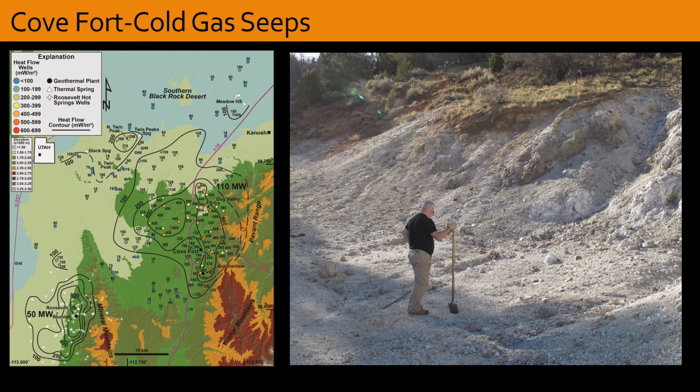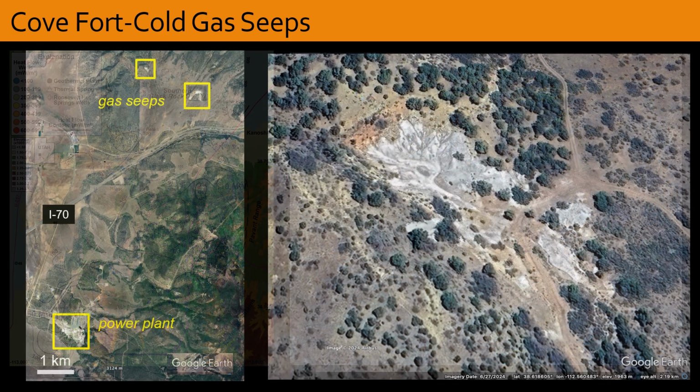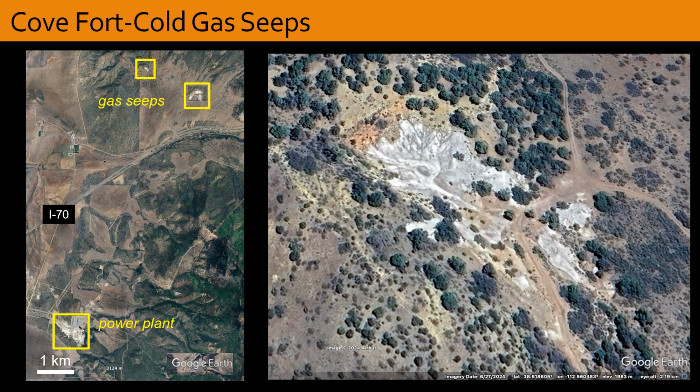Nonetheless, the field is rather extensive and the resource shows potential for further development. The map view on the left shows the location of the power station in the southern part of the Cove Fort field and the location of cold gas seeps in the northern part of the field. The power plant and cold gas seeps are separated by a distance of several kilometers. A close-up on the right shows the cold seep in the northwest, and the bleached ground is clearly visible in this Google Earth image.